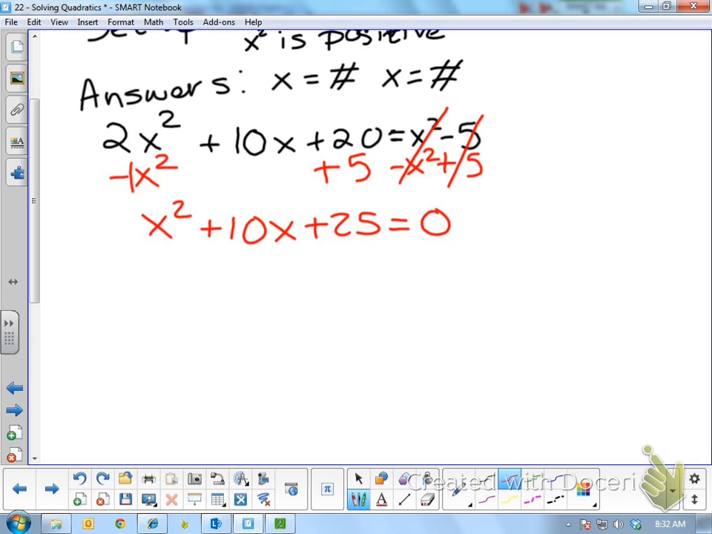Okay, so now we need to do box method. Now we have to go back to what we learned when we were factoring. Okay. So, box method, we multiply first times last. 1 times 25. That's 25.